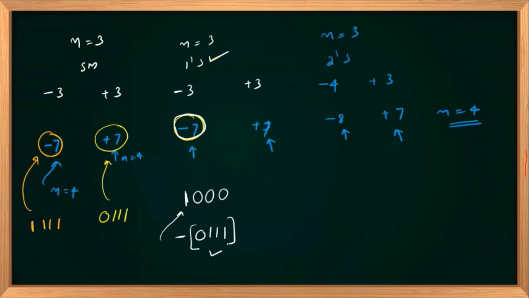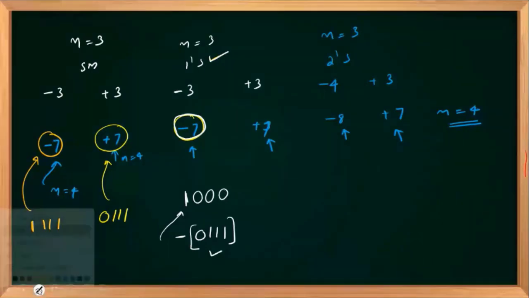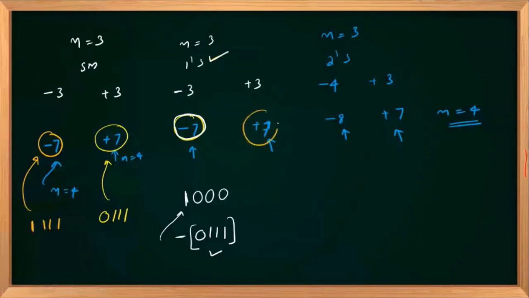Right? What about +7 in 1's complement representation? +7. Number is positive, so the MSB will be 0. And if the number is positive, the entire bit pattern will give me the magnitude. So the magnitude should be 7. So it should be 0 1 1 1. Right? So the positive same pattern will give me the magnitude. So this is +7.